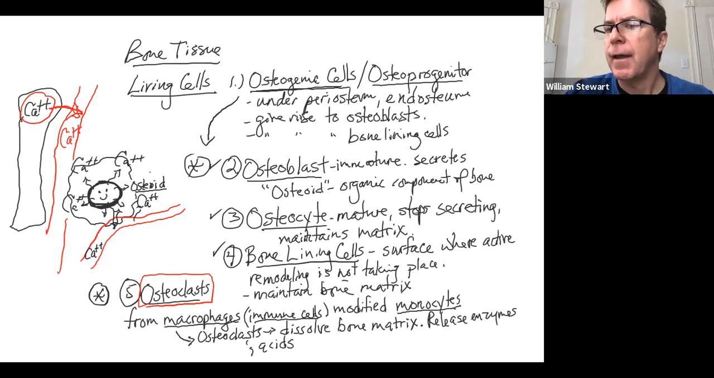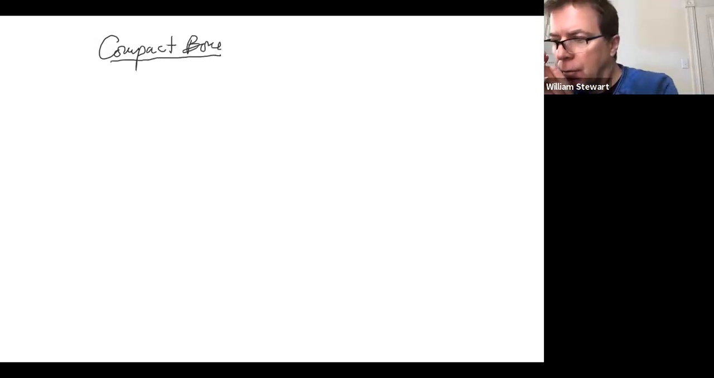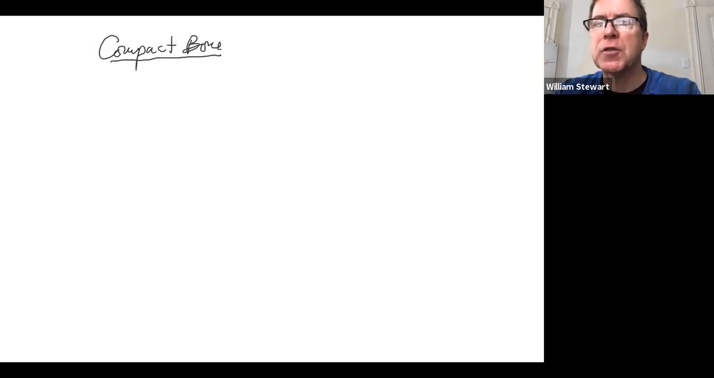Before we leave today, I want to review the difference between compact bone structure and spongy bone structure. Let's go to black pen. So we're going to learn how compact bone, that dense, hard bone tissue, is arranged. I'm going to draw pictures and explain to you.